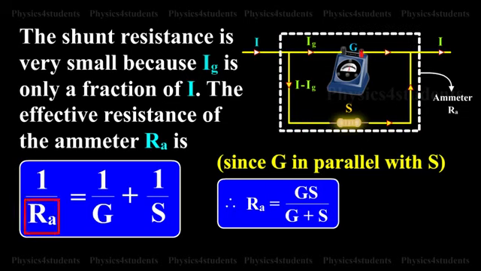Ra is very low, and this explains why an ammeter should be connected in series. When connected in series, the ammeter does not appreciably change the resistance and current in the circuit. Hence, an ideal ammeter is one which has zero resistance.